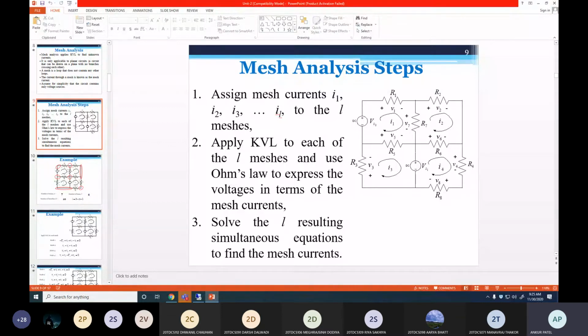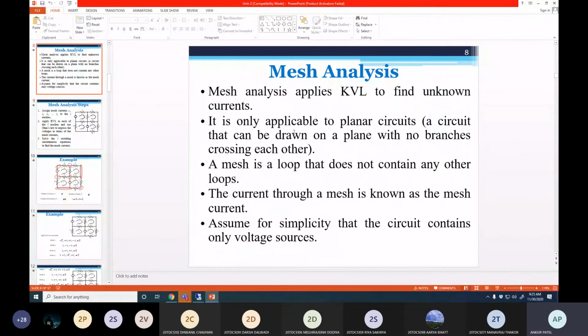These are the mesh analysis steps. So what is mesh analysis? In mesh analysis, we are applying KVL to find unknown currents. It is applicable to planar circuits. A planar circuit means a circuit that can be drawn on a plane with no branches crossing each other. So it is called a planar circuit.